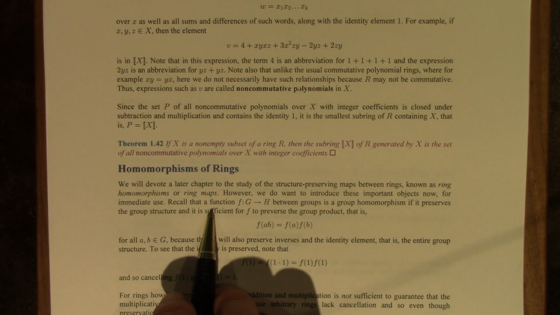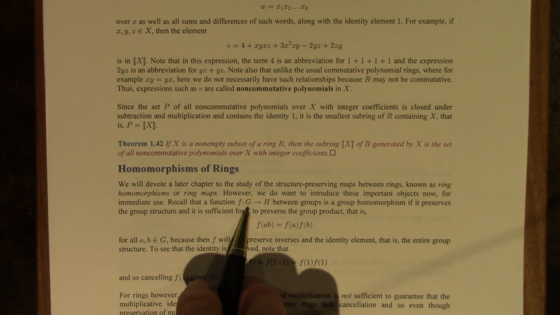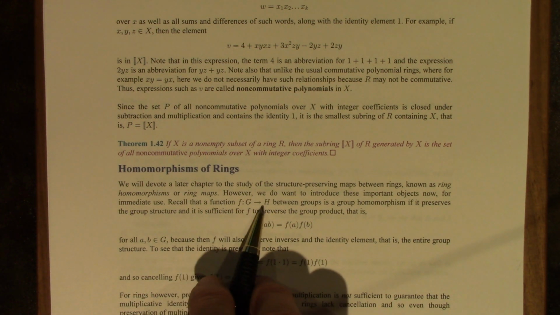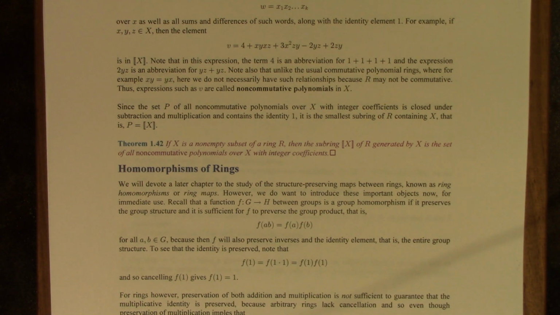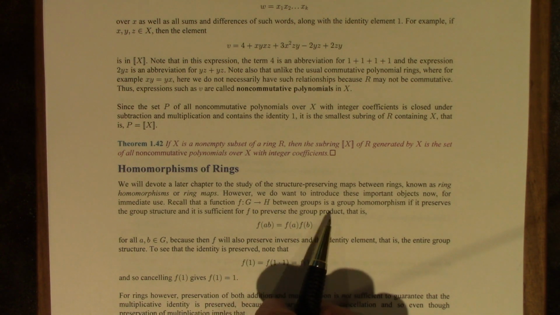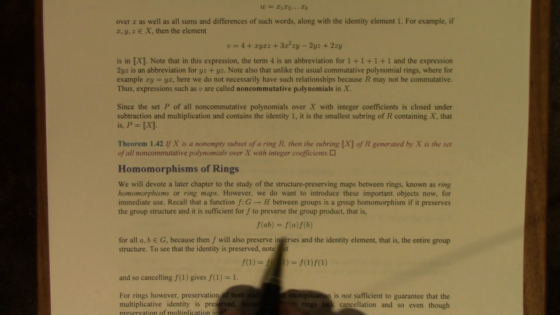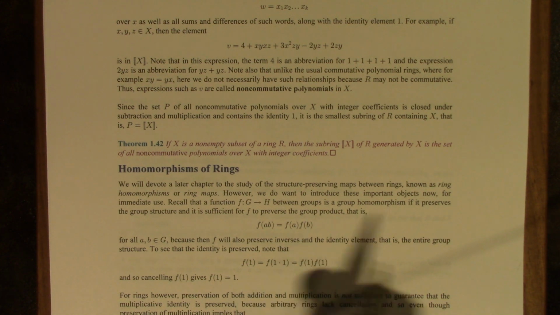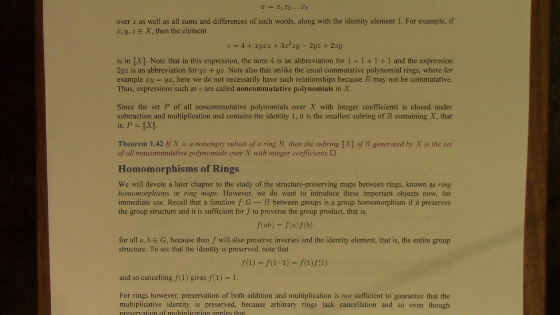Now, just to go back to group theory, recall that a function f from G to H between groups is a group homomorphism if it preserves the group structure, and that's the definition. It has to preserve all of the structure. But as it happens, it's sufficient for f to preserve just the group product. So that looks like this. Then it will preserve also inverses and the identity element. In other words, the entire group structure.